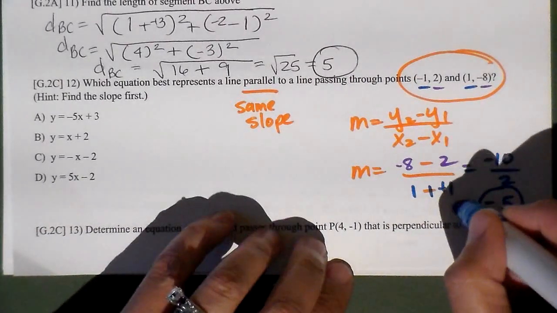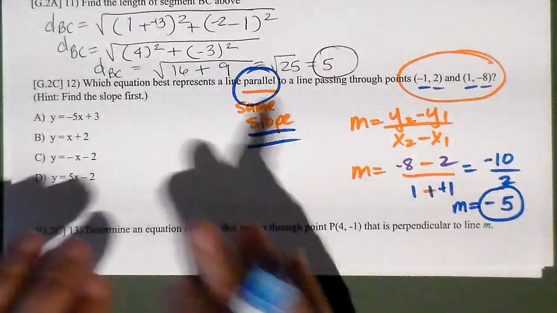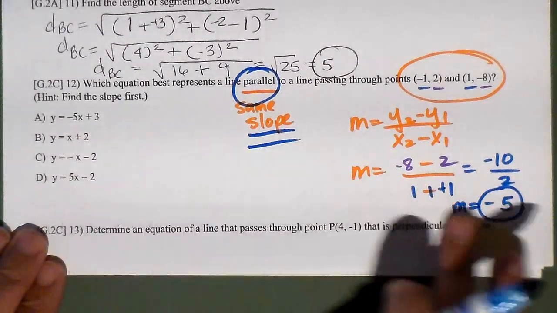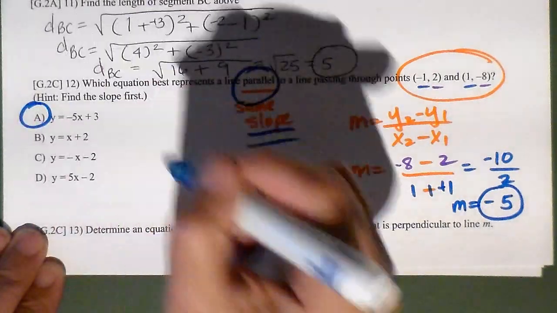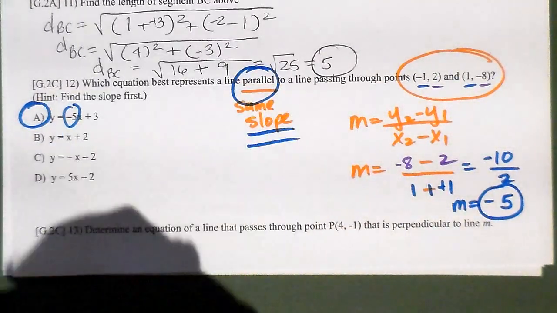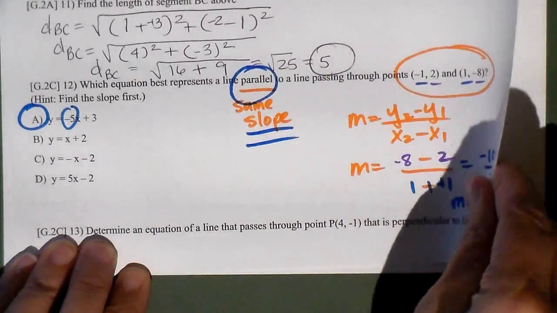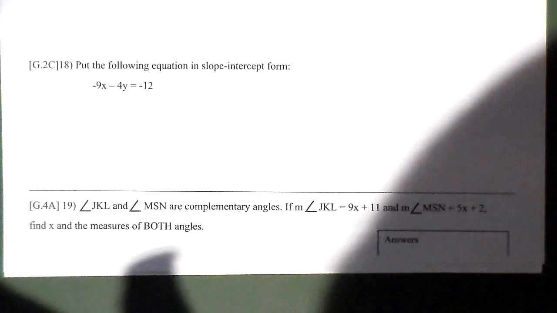So the slope that I have is -5, and I'm looking for a parallel. I'm looking for the same slope. So I come over here. Which one of these has a slope of -5? A does, because my slope is right there. Okay, so that is how we do that one. That gets you through the first two.